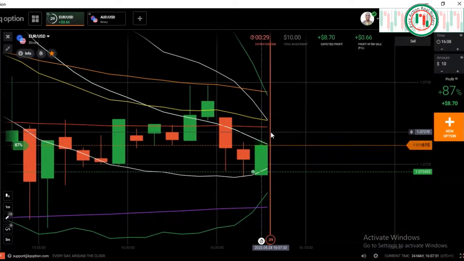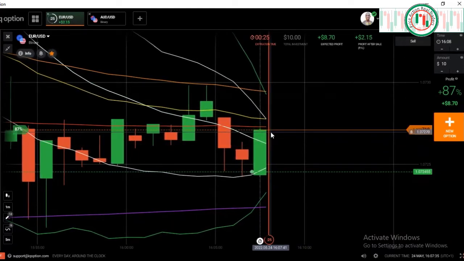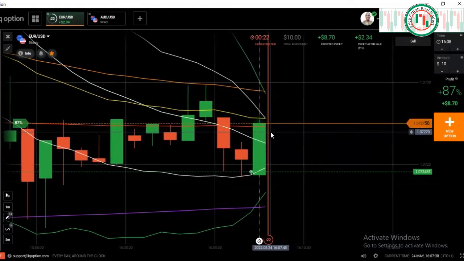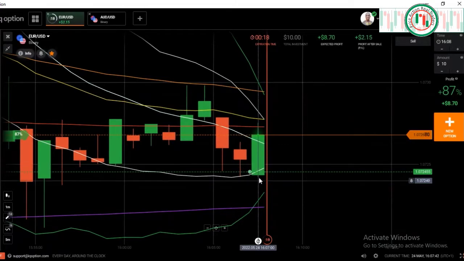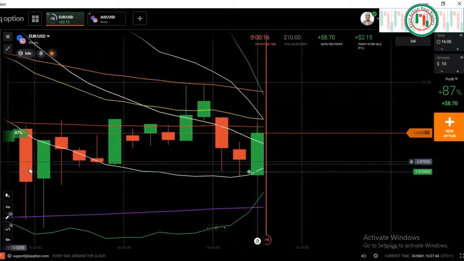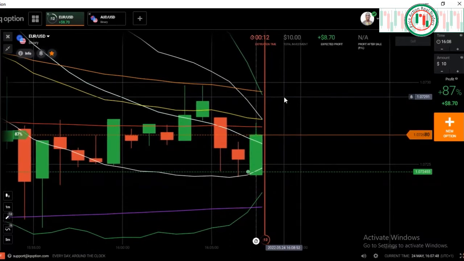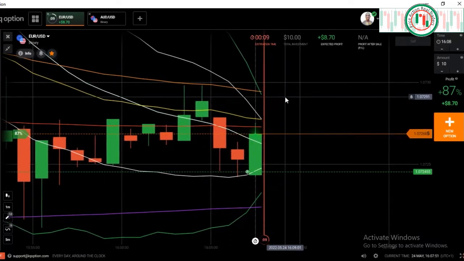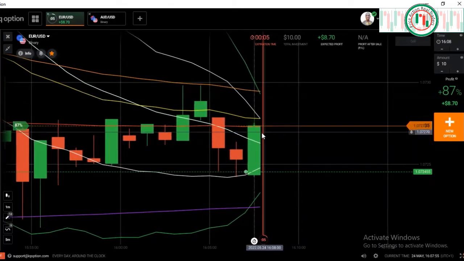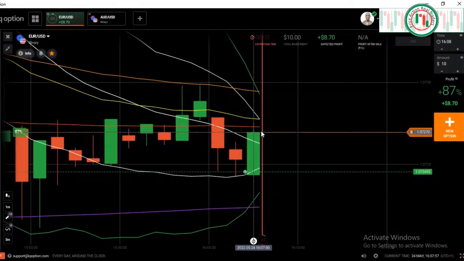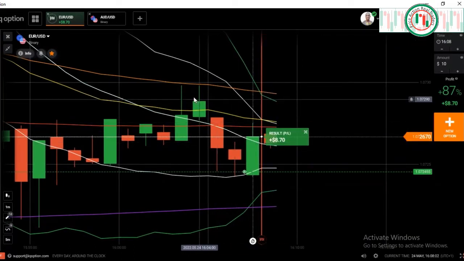You see strong bias. You see here strong bias entry at this level, so that's why I place my trade here. So you see this is winning trade.